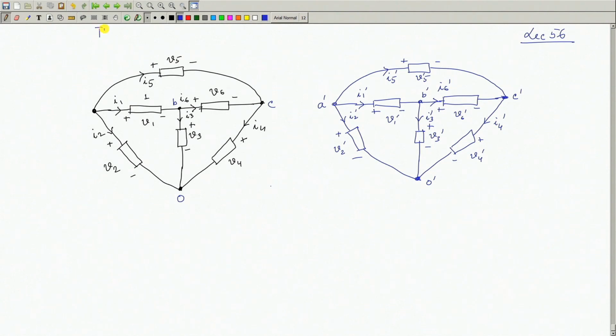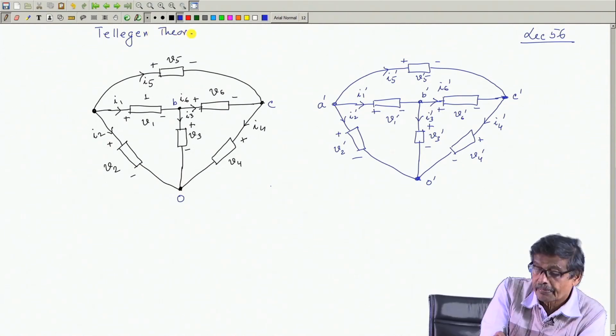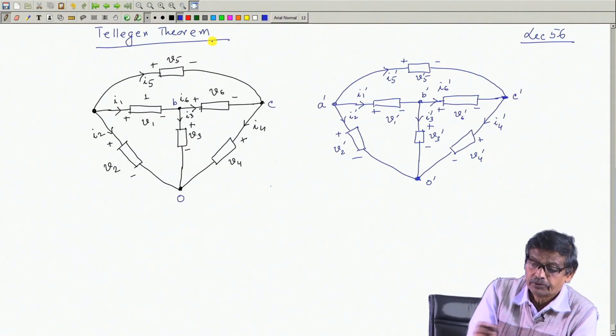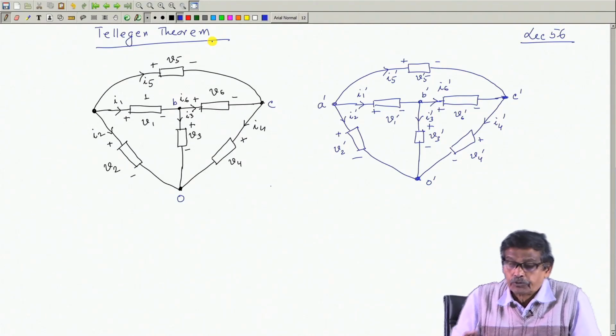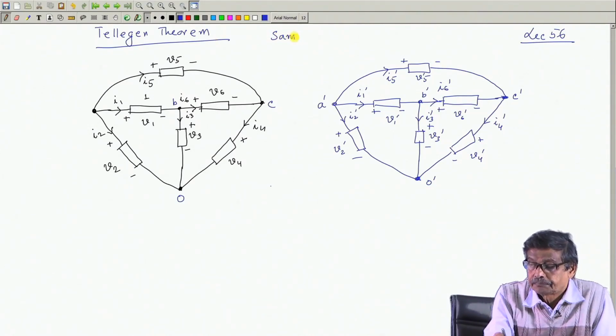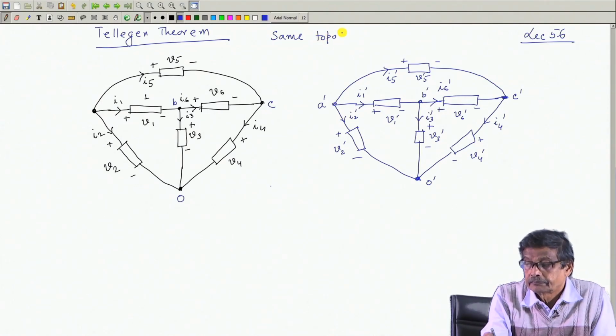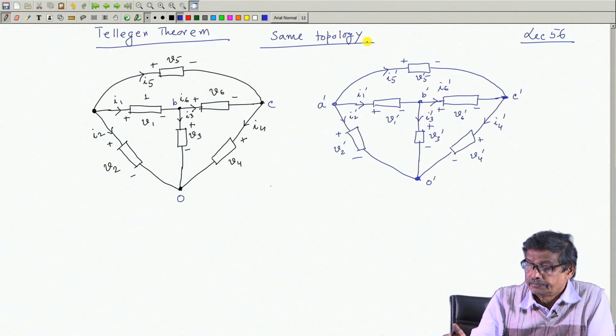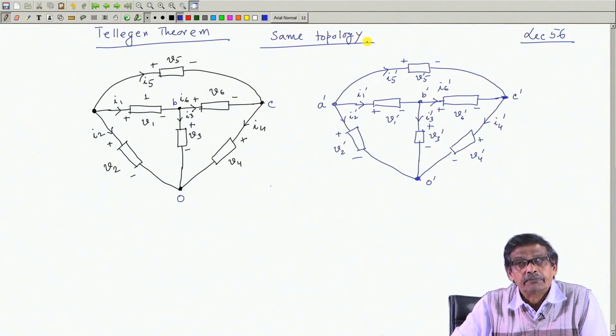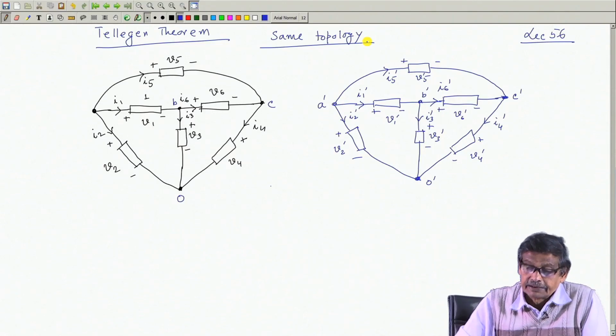Welcome to lecture number 56, and we have been discussing Tellegen's theorem. Very interesting theorem, Tellegen's theorem. In my last class I told you it is applicable only to different networks, but having the same topology. And in this network there are 6 elements, and the elements are different, it is like that.